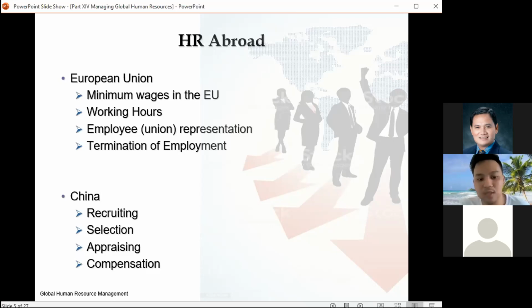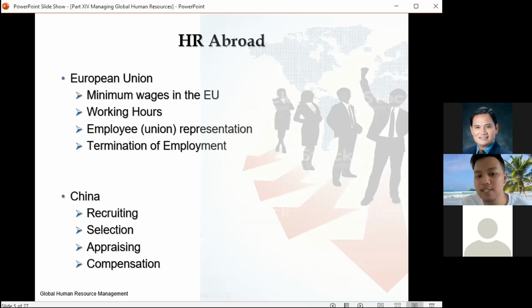While in Italy, all employers with 15 or more employees must consult with their work councils on internal work rules. Then we have termination of employment. So like I said, it could be quite difficult to terminate employees in the European Union zone. So the required notice periods when dismissing employees in the European Union range from 9 months in Spain and 2 months in Italy. While here in the Philippines, I think it's 30 days.